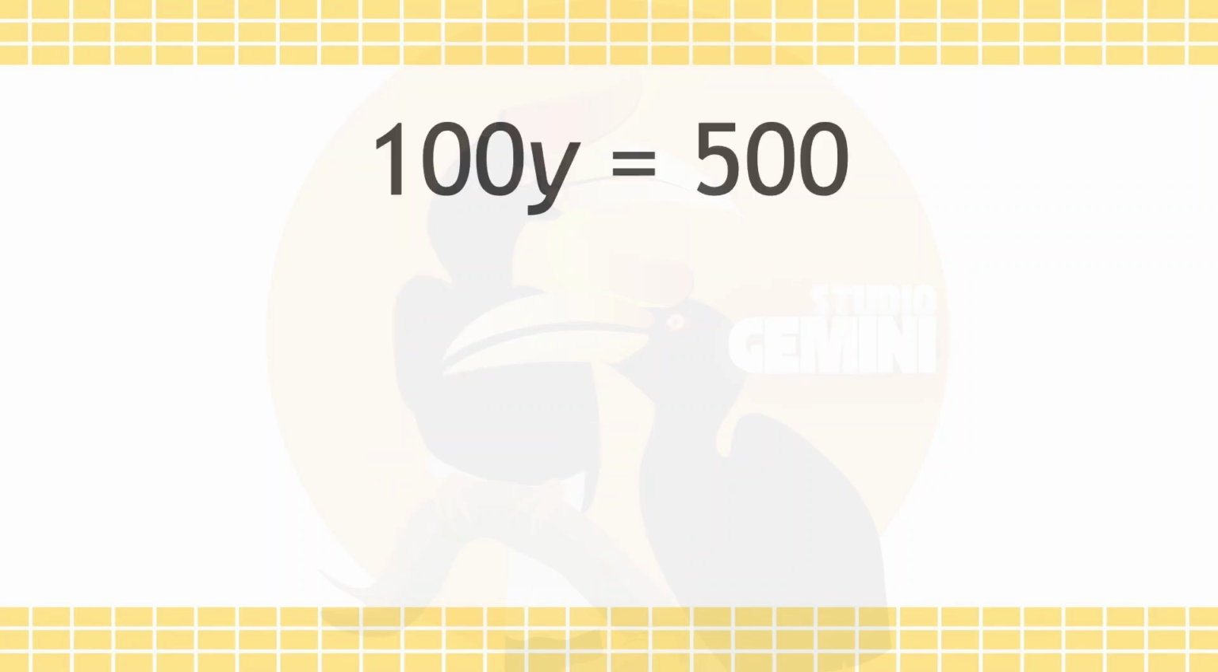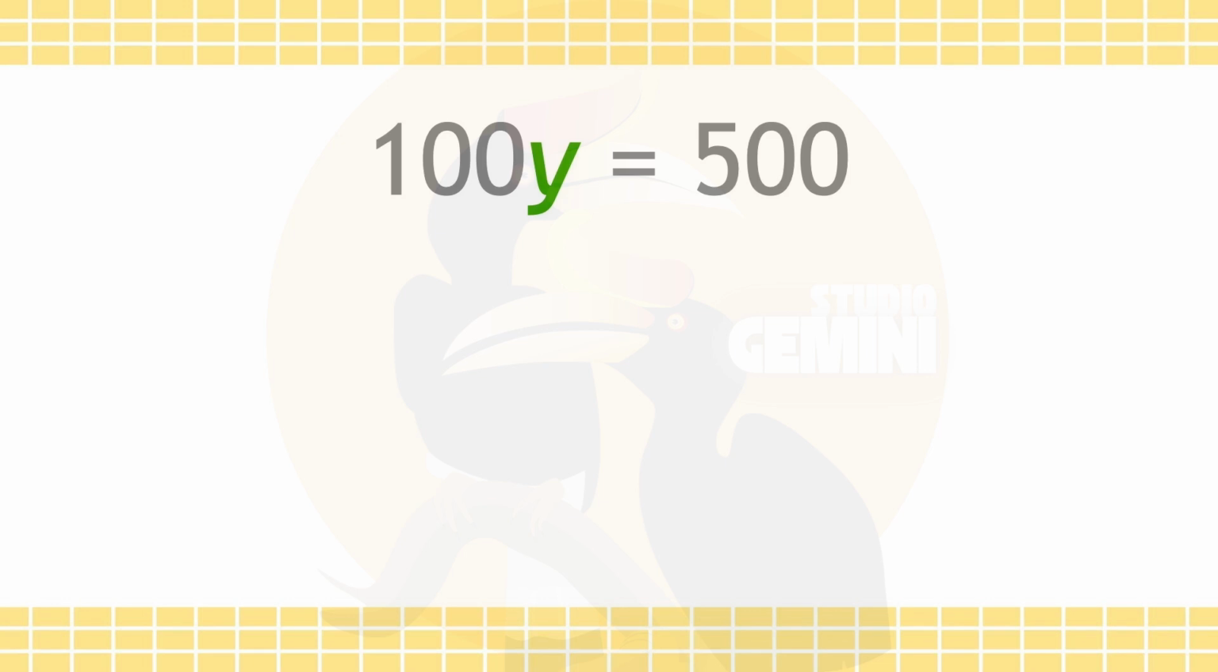Let's solve this equation next. 100y equals 500. Are you thinking this equation looks a bit different too? Even though this is a multiplication equation, because 100y means 100 times y, we still need to solve it by isolating the variable using the inverse operation. Can you guess what the inverse of multiplication is? I bet you already knew that division is the inverse of multiplication.